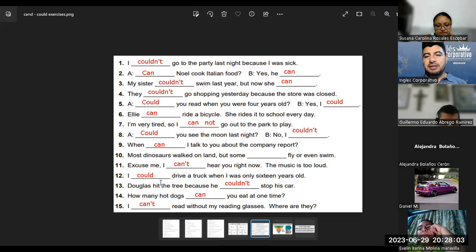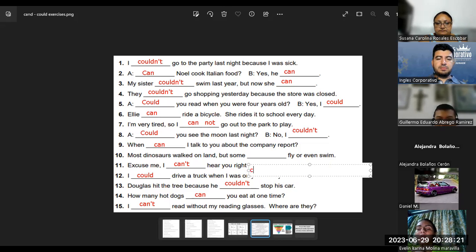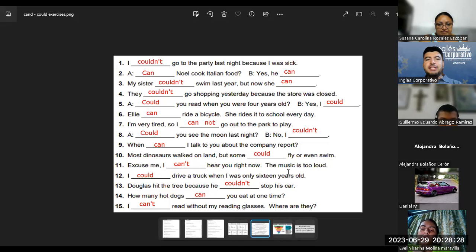Let's listen number 10. Maybe we can have Guillermo. Can you help us, please, with number 10 and we finish this exercise? Most dinosaurs walked on land, but some could fly or even swim. Yes, pero algunos podían volar o nadar. Thank you. So very nice, my friends. Here we have the answers of these exercises using can or could, in negative and also question form.